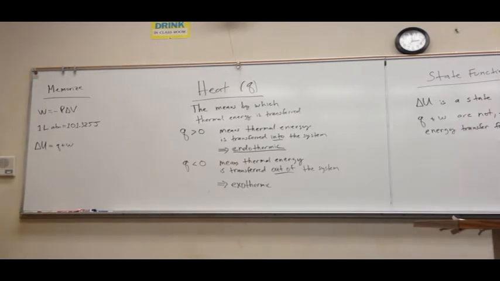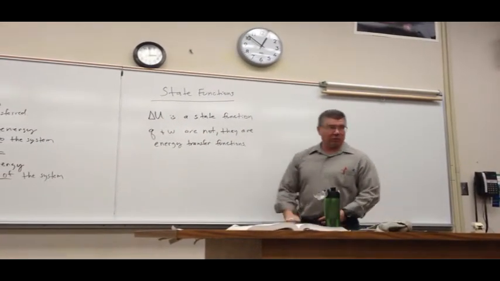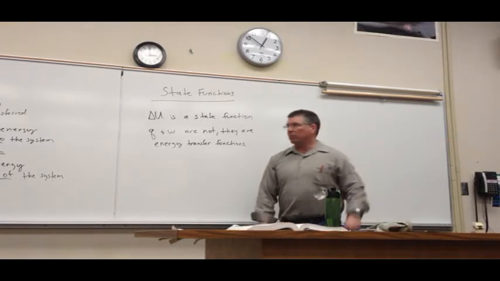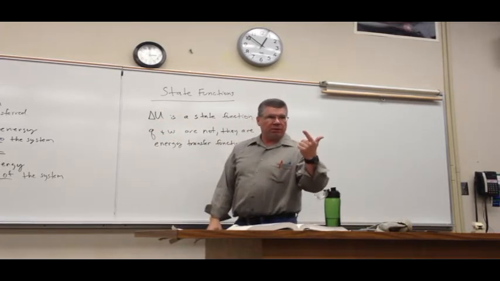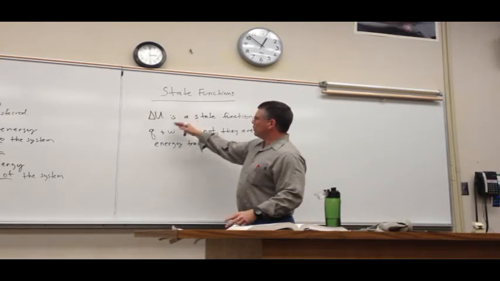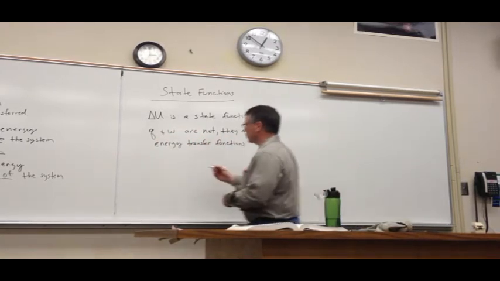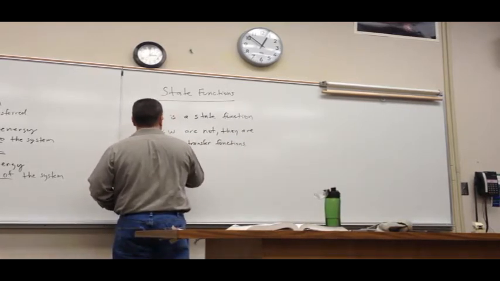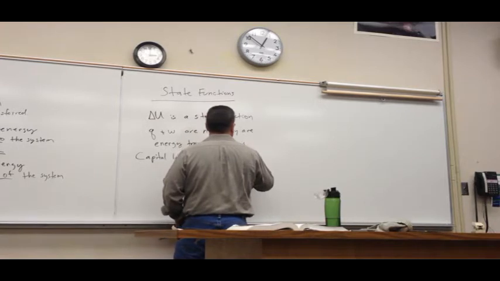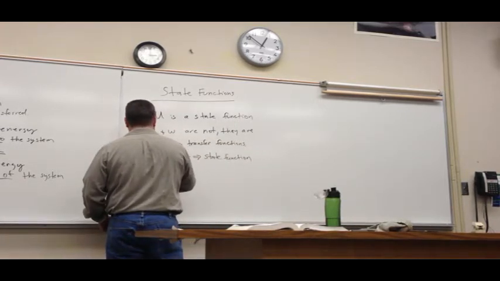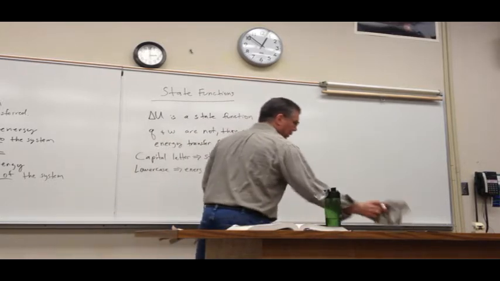So first of all, delta U is what we call a state function. I'll explain that in a moment. Q and W are not. They're not state functions. They're what we call energy transfer functions. And the convention that we use is that state functions are capital letters: delta U, P, V, and T in the ideal gas law. Those are state functions. And we use lowercase letters for energy transfer or non-state functions, which are just, in general, non-state functions.